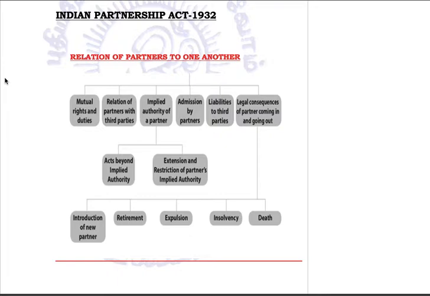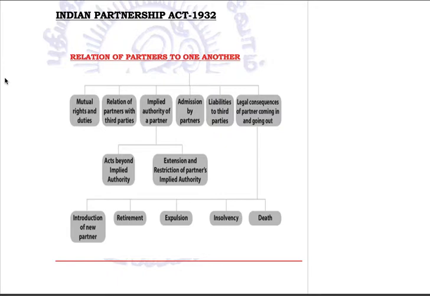Relation of partners with third parties. Now we understand the relation of a partnership with a third party, but what is the relation between an individual partner of a partnership and a third party? Implied authority of a partner, which can be further classified into two units.